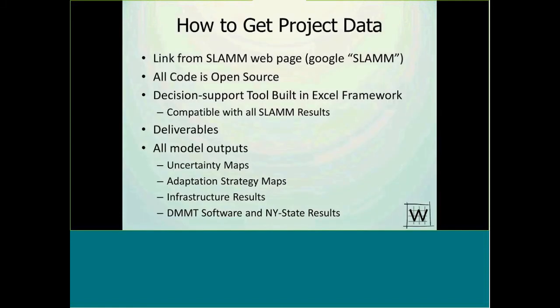So in order to get project data, the project website, Amanda's put up on the chat box, but it's also pretty easy to get there just by Googling SLAMM. All of the code, both of the SLAMM model and the DMMT, is open source. And the decision support tool is built in an Excel framework. All the deliverables are there. Our project report is right now with the technical editor, so the draft project report should be up fairly soon.